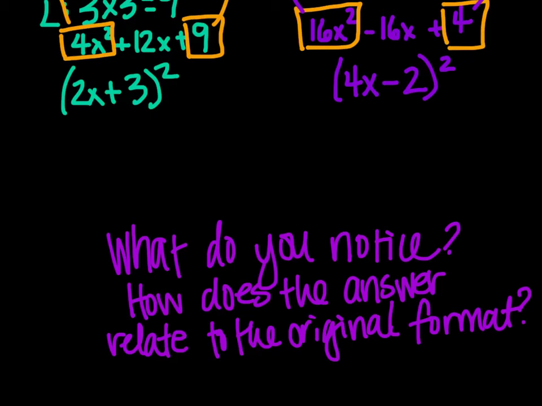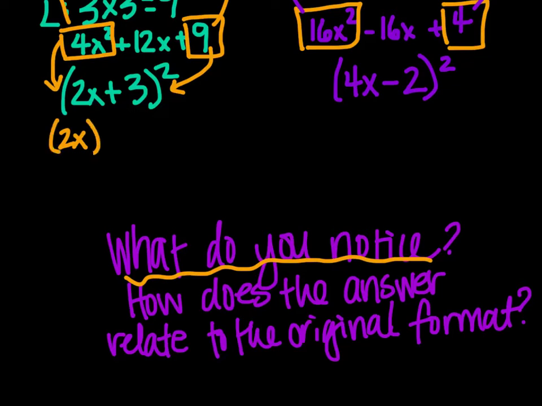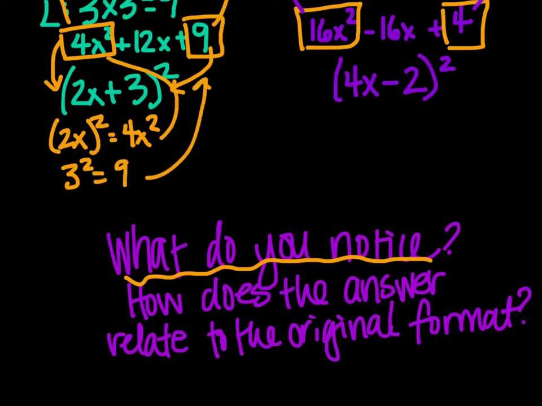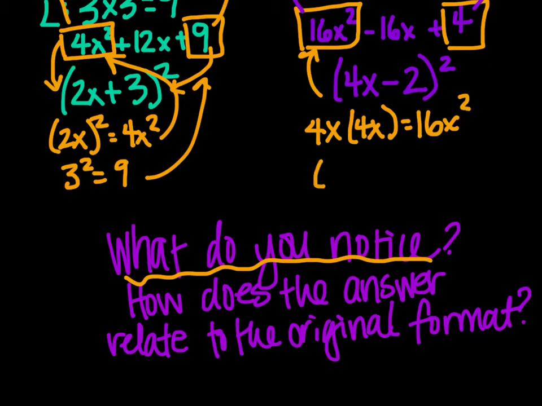Okay, so I've moved everything up a little bit, and I'm looking at what I notice about the 4x squared and the 9 compared to the 2x and the 3. Well, 2x, that quantity squared, is 4x squared. 3 squared is 9. So there is a direct correlation. As well, I can say the same thing about the other one: 4x times 4x is 16x squared, and negative 2 squared is a positive 4.